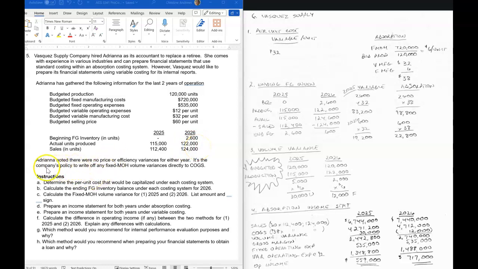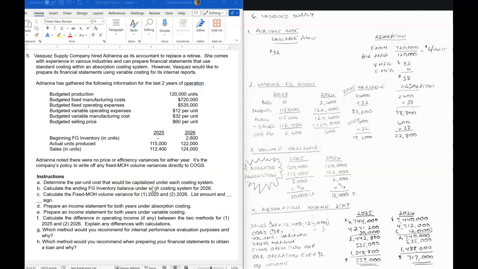They also tell us that there are no price or efficiency variances for either year, which is really good. So all we have to worry about is the fixed manufacturing overhead volume variance, and they write it out to cost of goods sold. The first thing you're going to do is determine the per unit cost that would be capitalized under each system. And don't forget, when we say capitalized, we mean put into inventory.